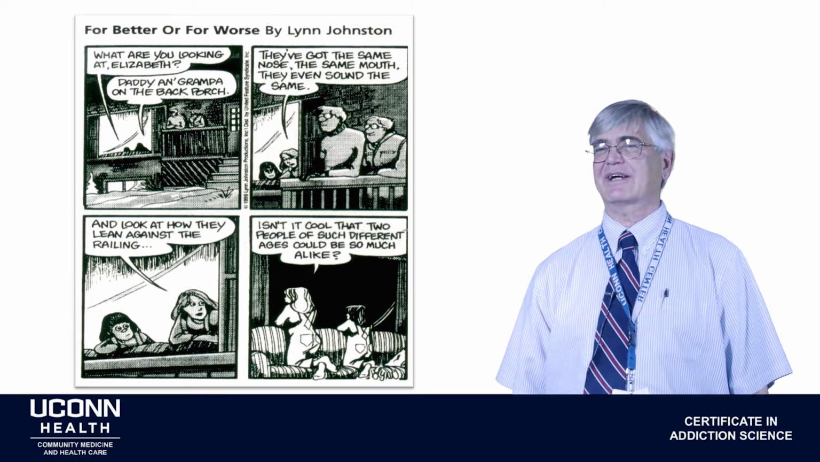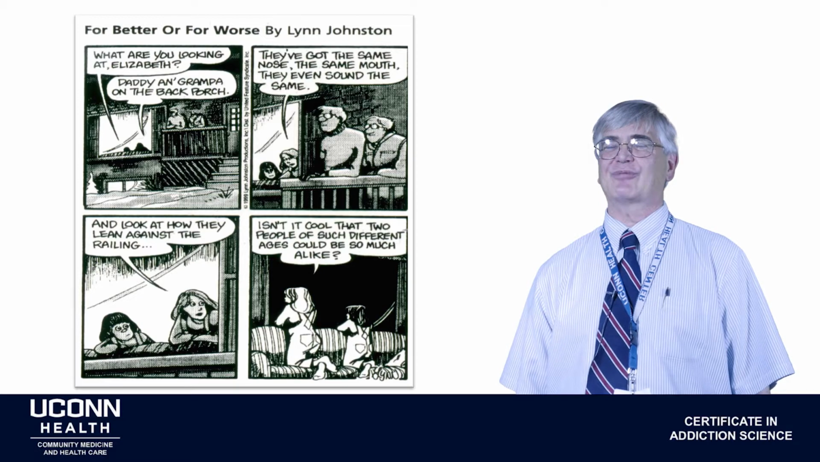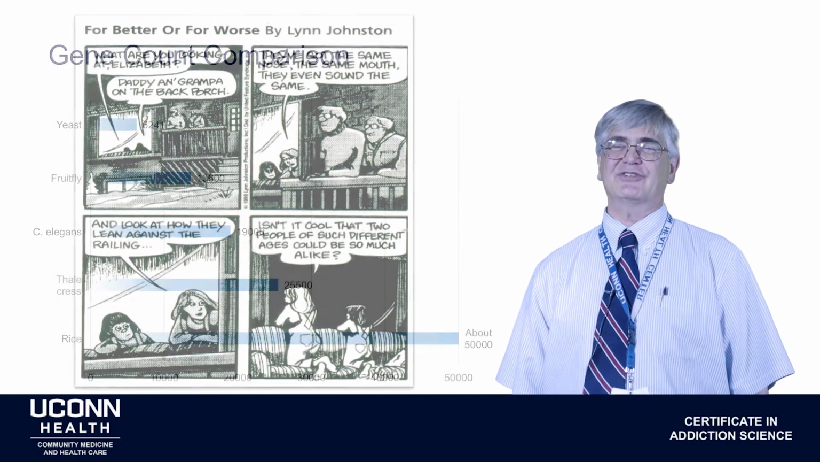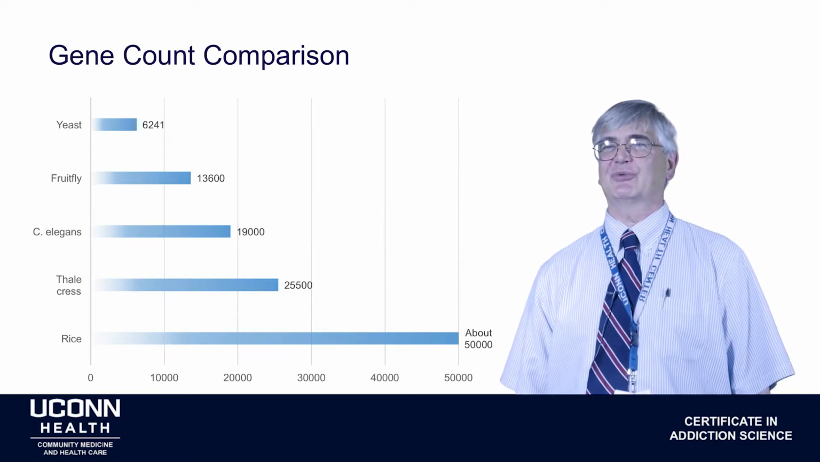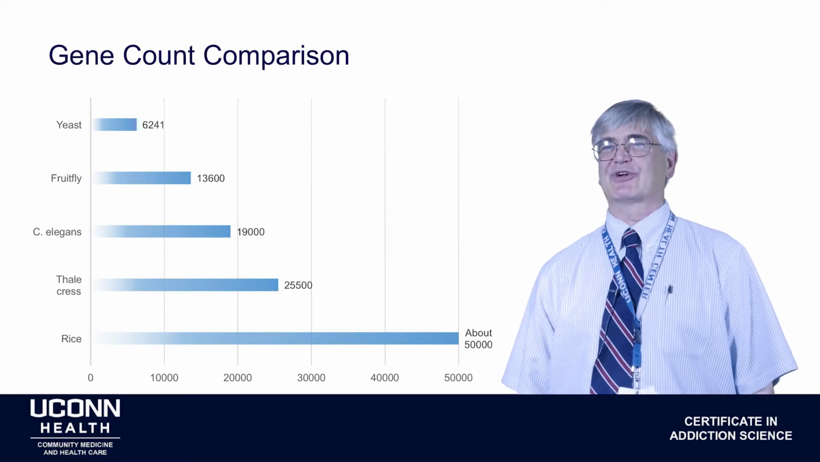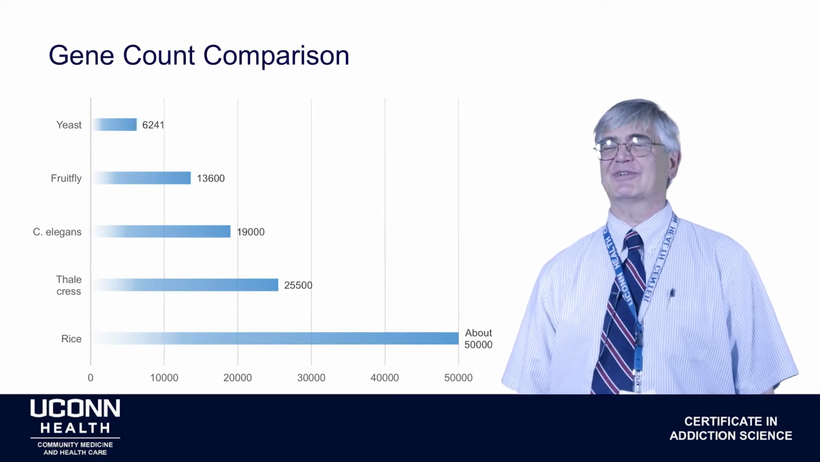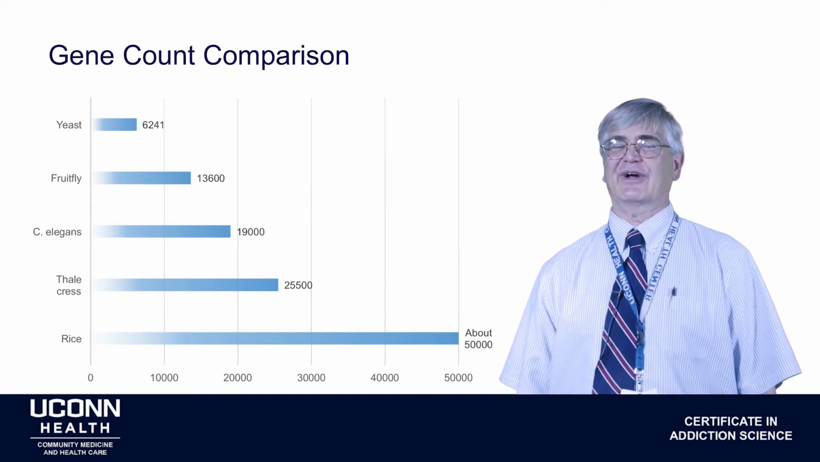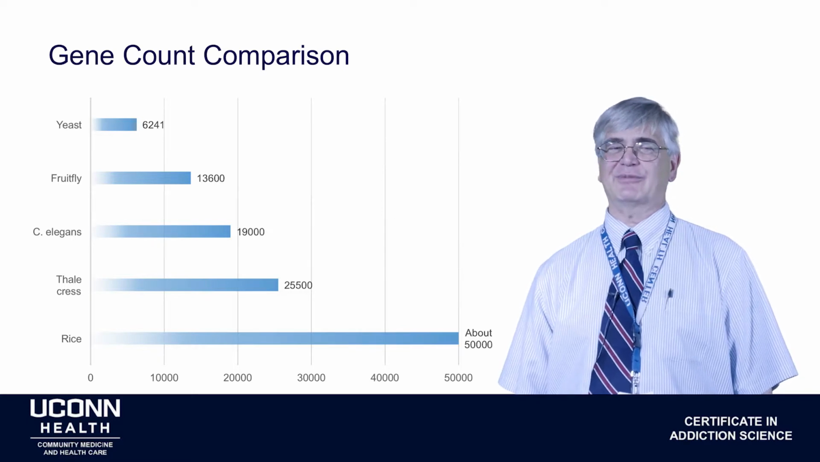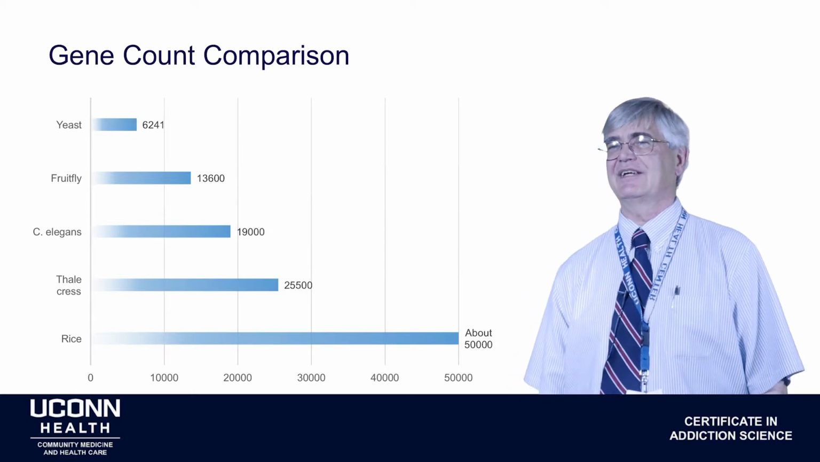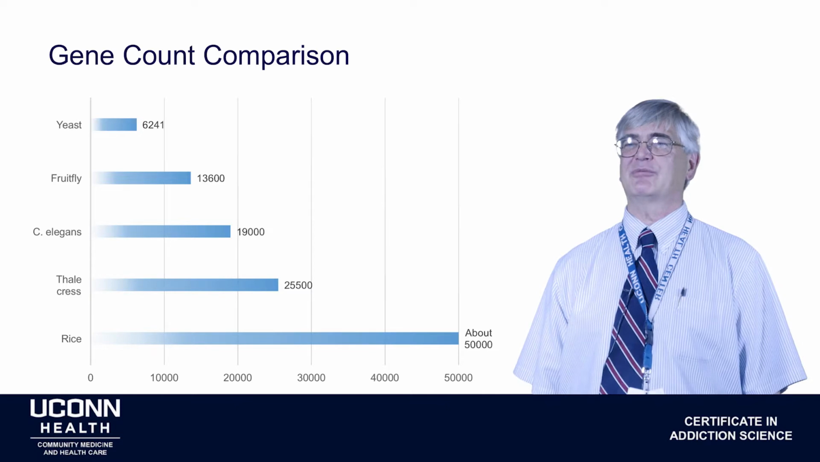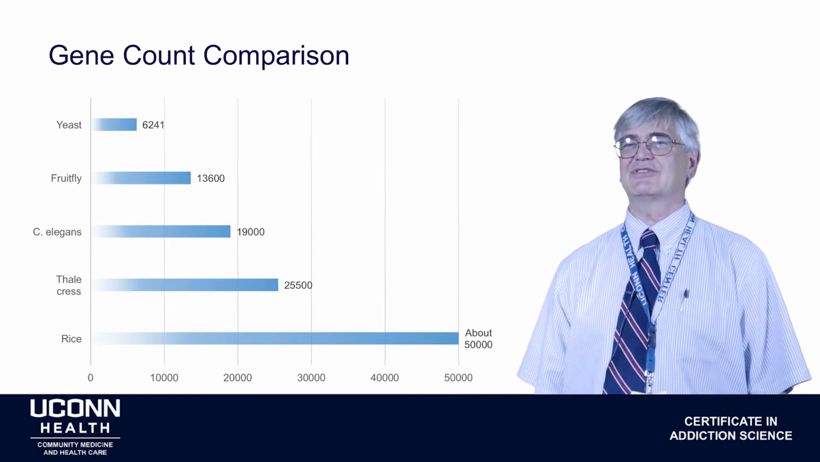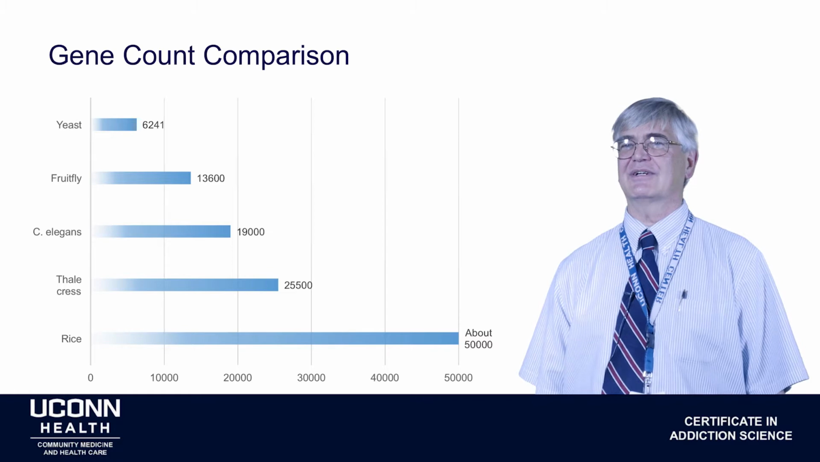But let's take a quick look and get a better understanding of what we're talking about in terms of genes. In this particular slide, we are looking at yeast, which is very common in many foods that we eat, as well as the beer that we drink. Fruit flies, which are also very common, and particularly around fresh fruit. C. elegans, which are worms. Thale cress, which is a salad. And then rice, which is probably one of the more common foods eaten in the world. And as you can see, their genomes have been mapped, and we now know the number of genes in each of these different substances.